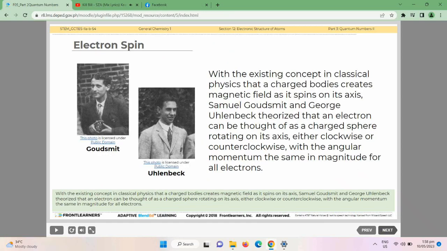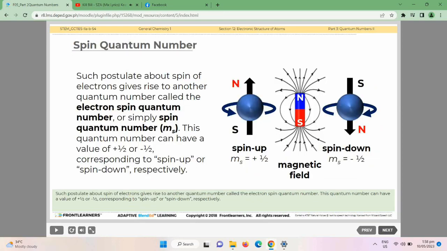With the existing concept in classical physics that a charged body creates a magnetic field as it spins on its axis, Samuel Goudsmit and George Uhlenbeck theorized that an electron can be thought of as a charged sphere rotating on its axis, either clockwise or counterclockwise, with the angular momentum the same in magnitude for all electrons. Such a postulate about the spin of an electron gives rise to another quantum number called the electron spin quantum number.